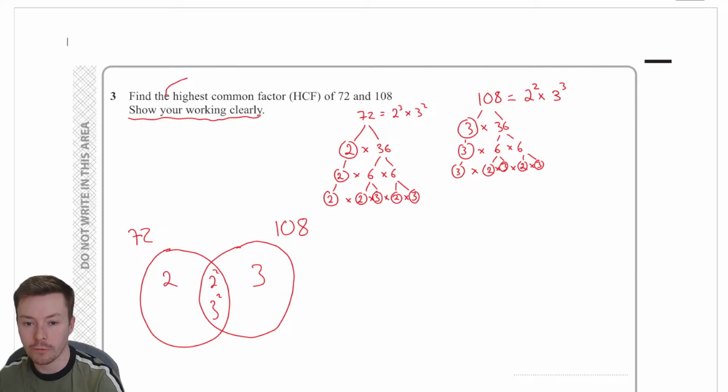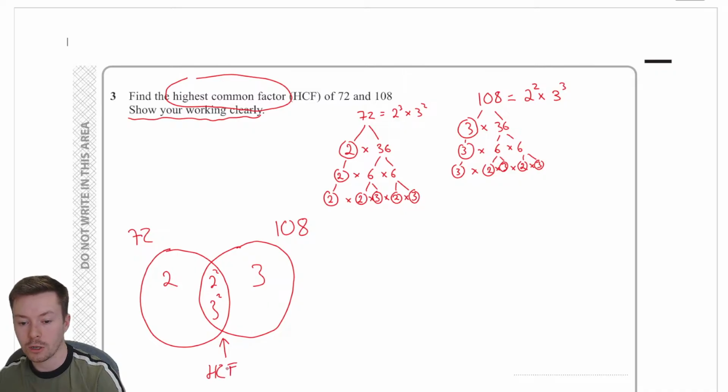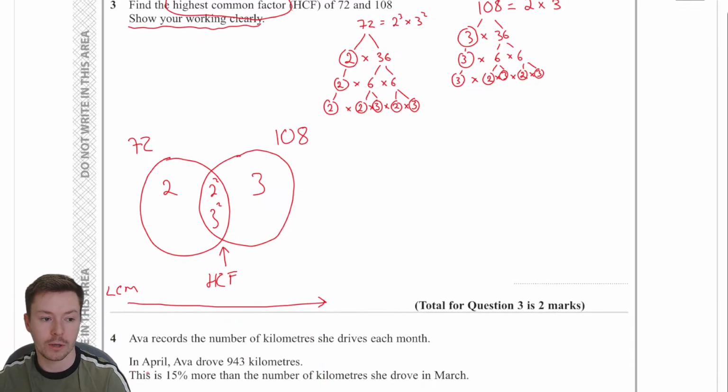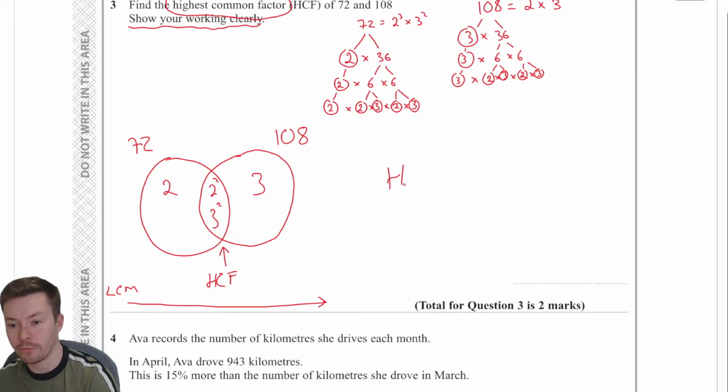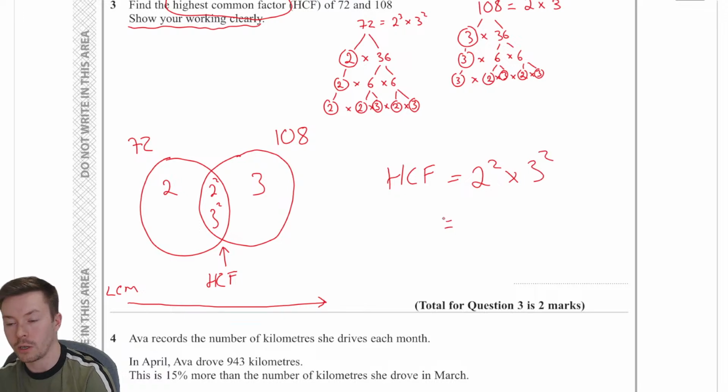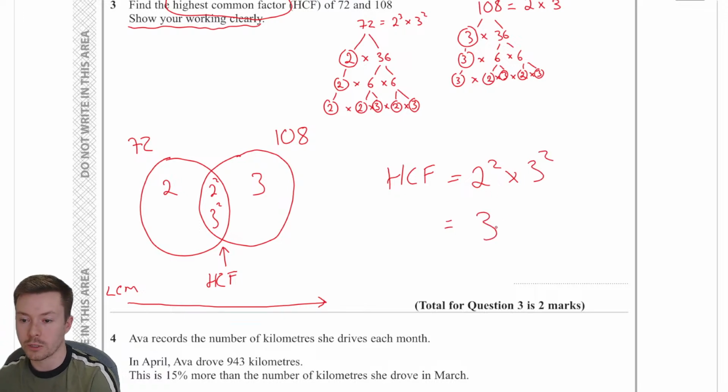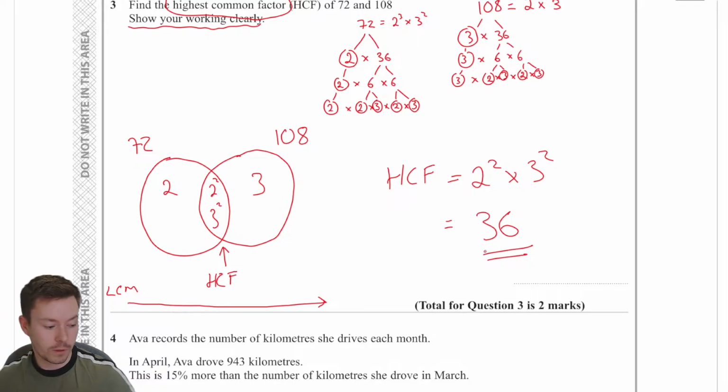Now, highest common factor is the middle. So this is the highest common factor. If you need the lowest common multiple, it's all of them times together in your Venn diagram. Scroll that down slightly. So my highest common factor is going to be 2 squared times 3 squared, which is 4 times by 9, which is 36. Okay.